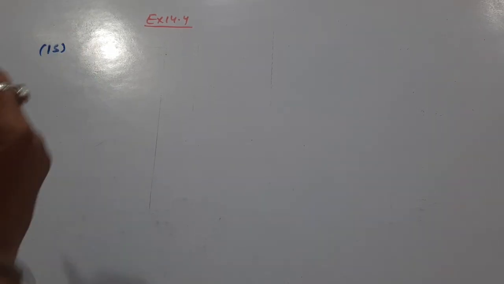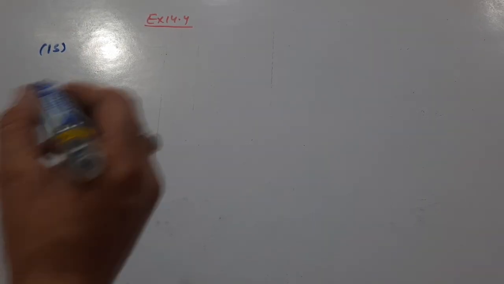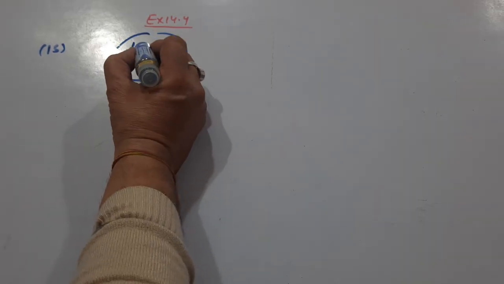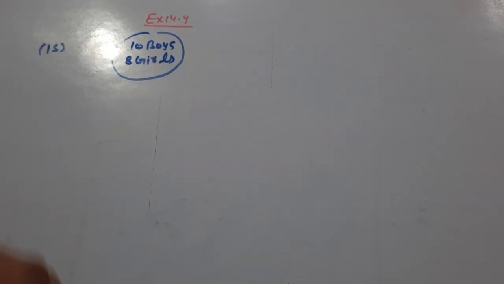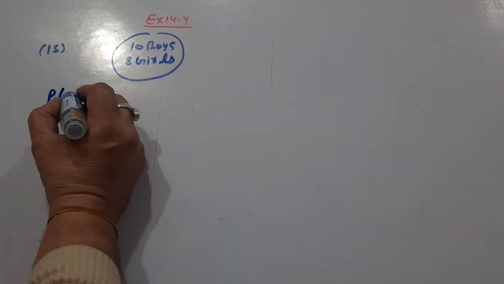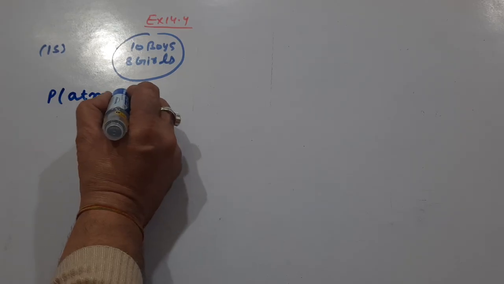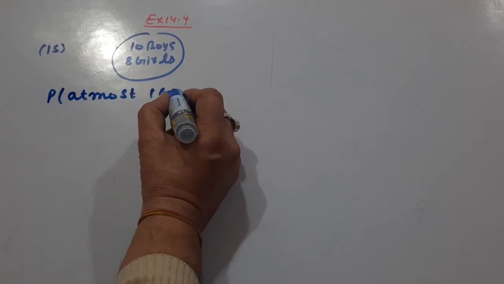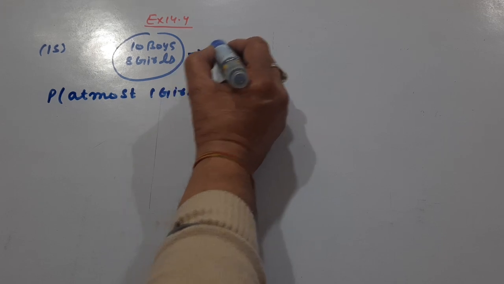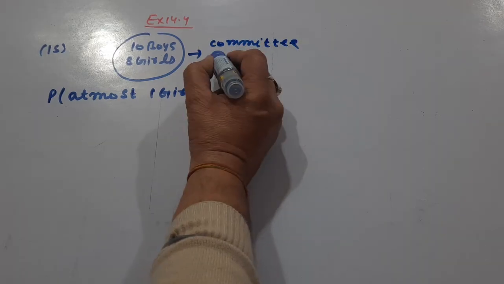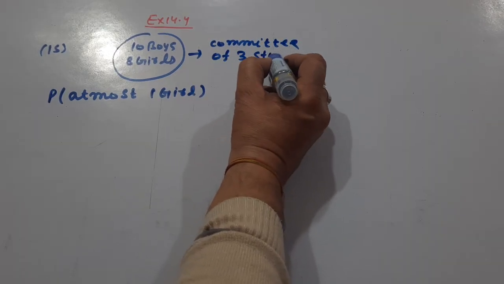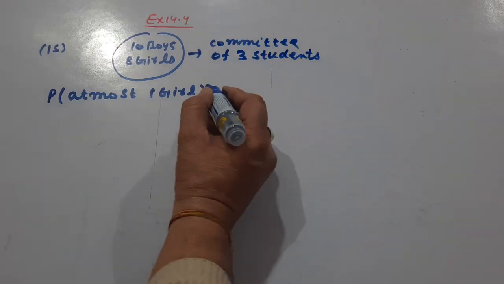A class consists of 10 boys and 8 girls. A committee of 3 students is constructed. What is the probability that the committee has at most one girl? And we have to make a committee of 3 students. So at most one girl.